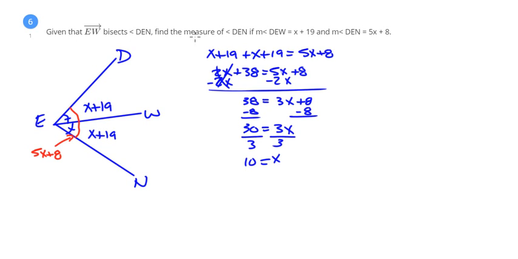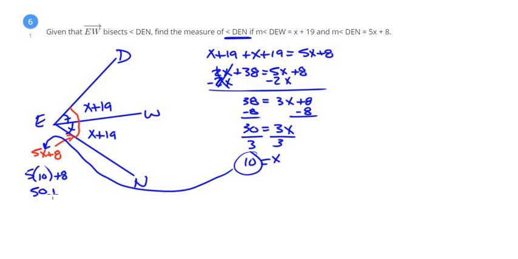Now, it says find the measure of angle DEN. It doesn't say find x. It says find that measure of angle DEN. That's this whole thing. So I'm going to take this 10 here that we just found and plug it in for this x right here. 5 times 10 plus 8. 5 times 10 is 50. Plus 8 gives us that angle measure is 58 degrees.